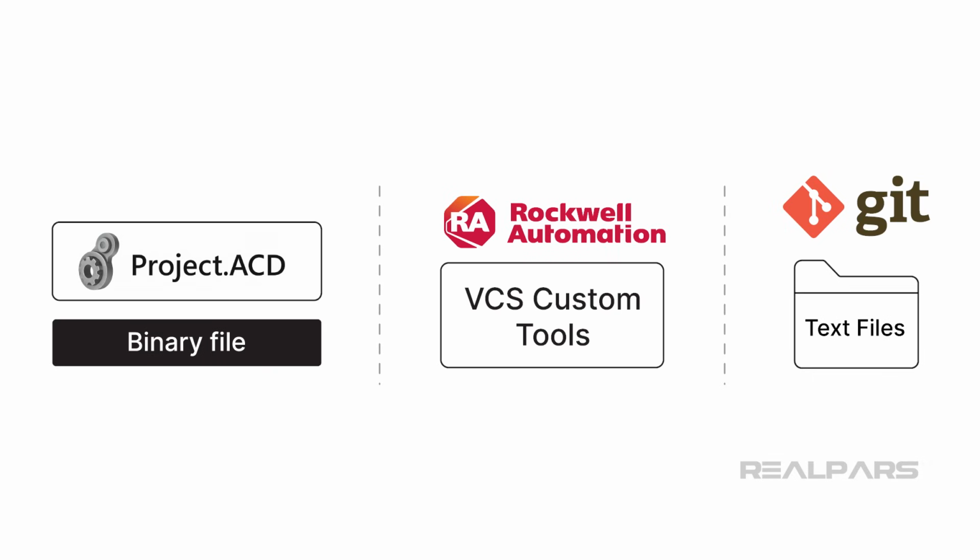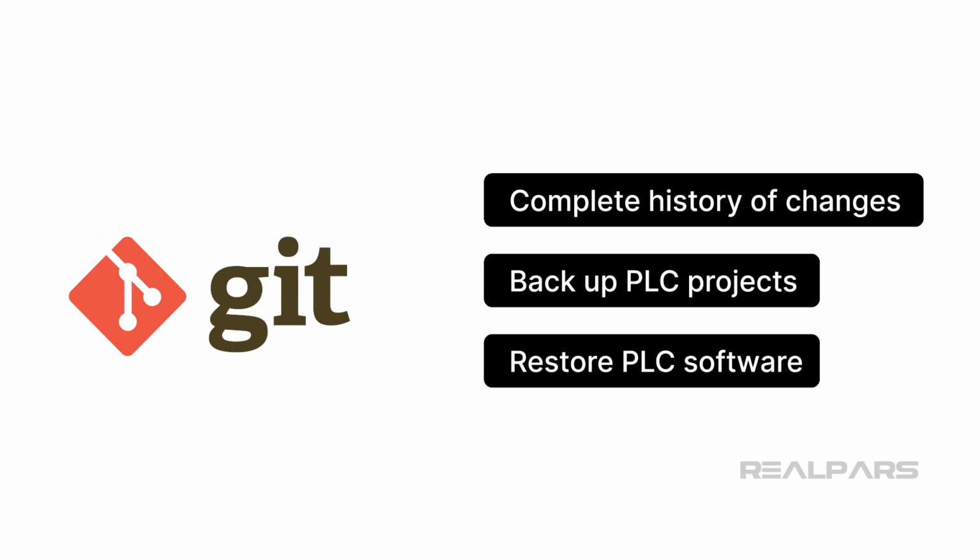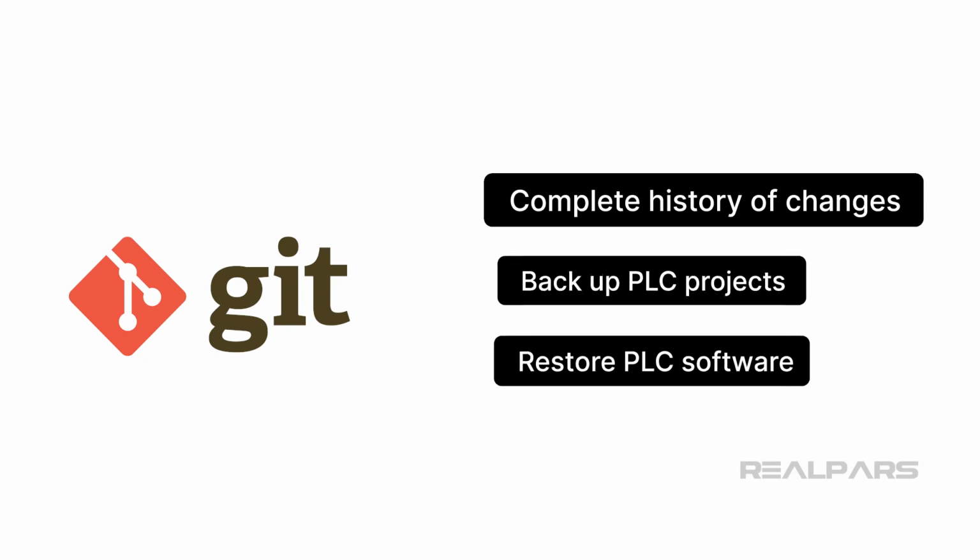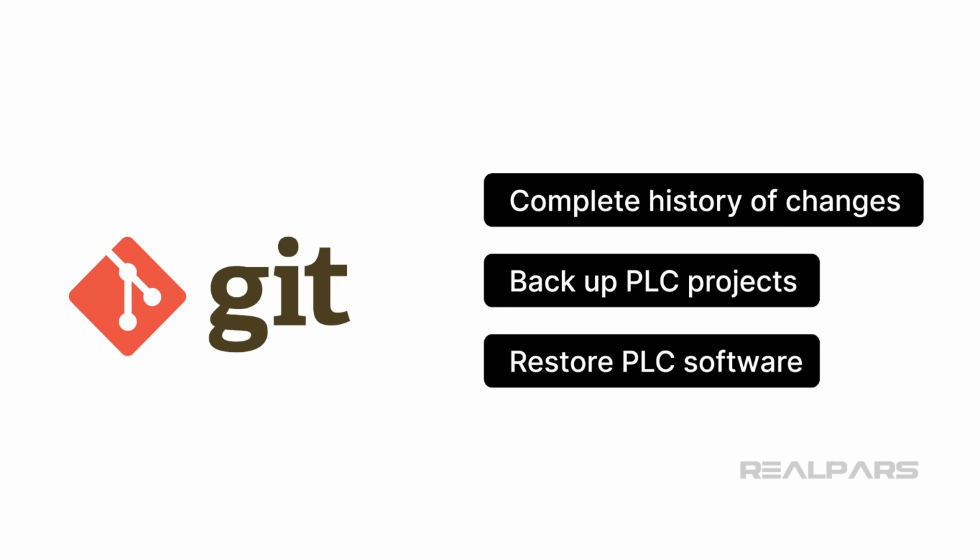In this video, you have learned how to use Rockwell Automation's custom VCS tools to implement a Git-based version control system for your projects. By using Git, engineering teams can get a complete history of changes that have been made to a project, along with a solution for backing up and restoring PLC software using free tools. Let us know in the comments what tools you use for version control on your projects.